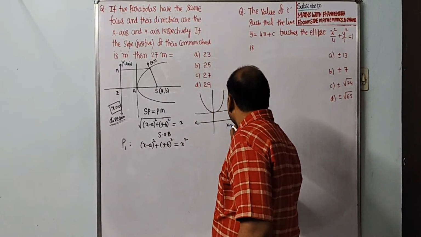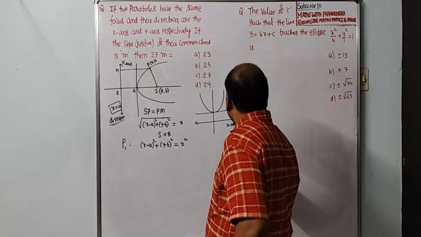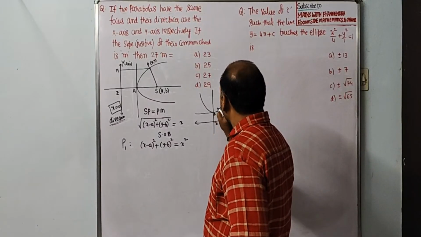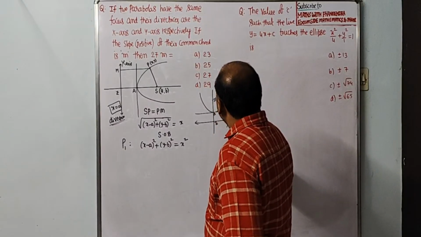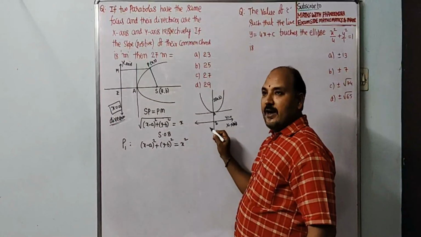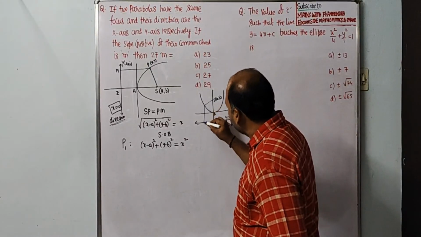Is it the x-axis? X-axis means y is equal to 0 only, no? Some Z you take, this is A, this is S. The focus is the same. The x-axis is the directrix for this parabola. Even here also, you consider the same thing.